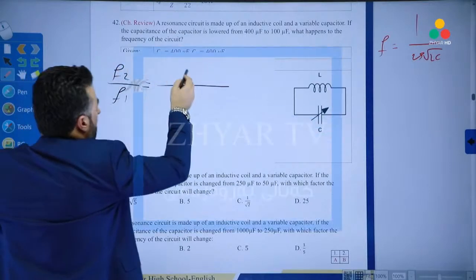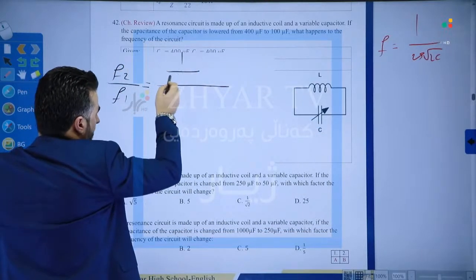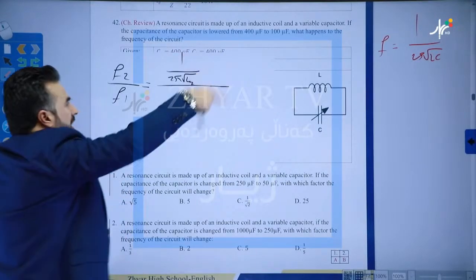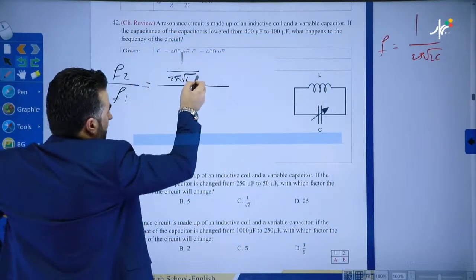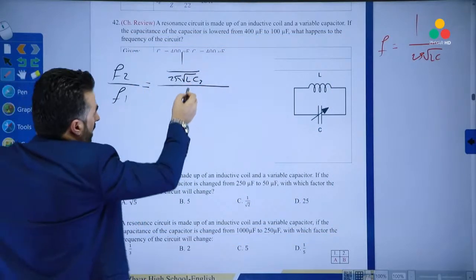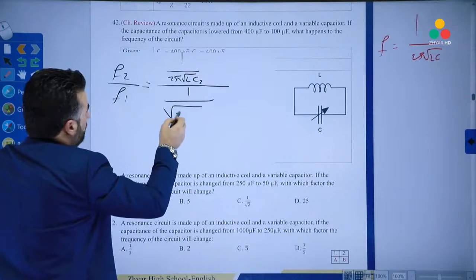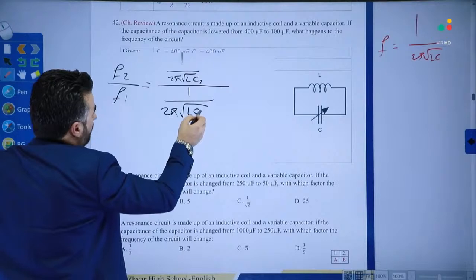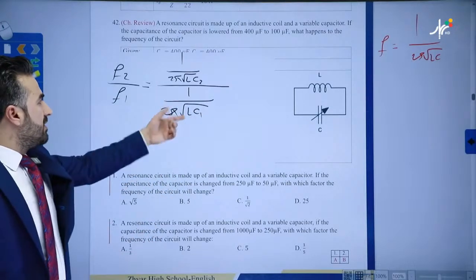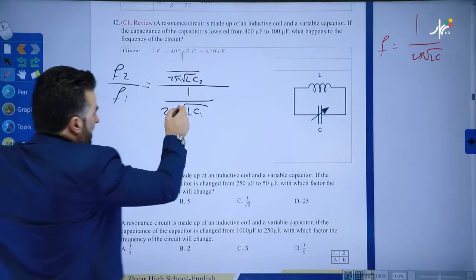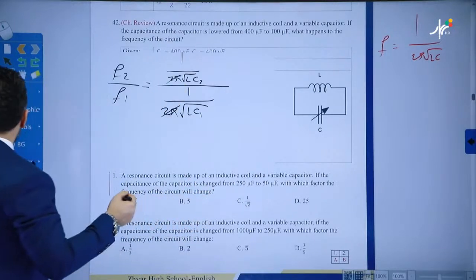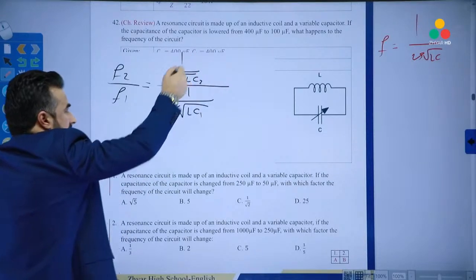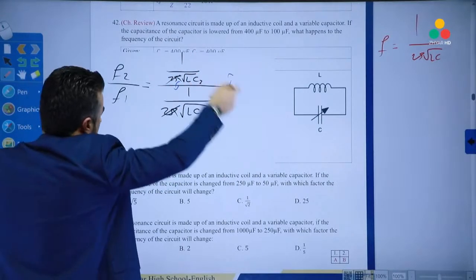Now, for F2 here, the equation will be 1 over 2 pi, the square root of L times C2. By the way, since the value of L is the same, I don't have to say L2. And this is divided by 1 over 2 pi, the square root of L times C1, because that is for the first frequency and this is for the second. You can see that these will cancel out, correct? And then we can take the reciprocal of this one here. So what happens is, this one goes to the top and this one comes under.